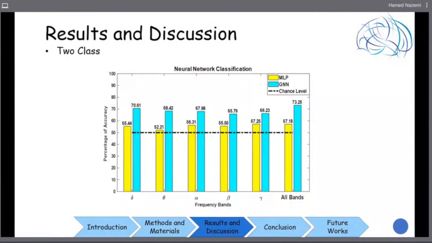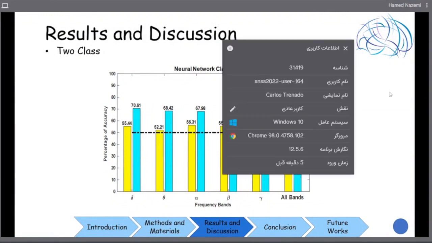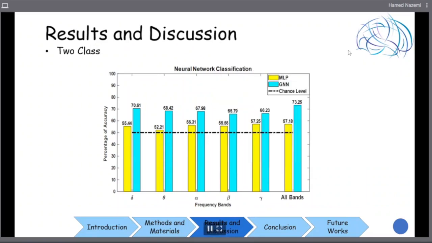And this figure shows the accuracy comparison between MLP and GNN that we used for binary classification. We implemented MLP to show how GNN could be productive and good in emotion recognition. Chance level in this figure is 50%. It's obvious that the accuracy of GNN overall is 20% greater than the MLP almost in all bands. It seems MLP is totally inappropriate for this application.